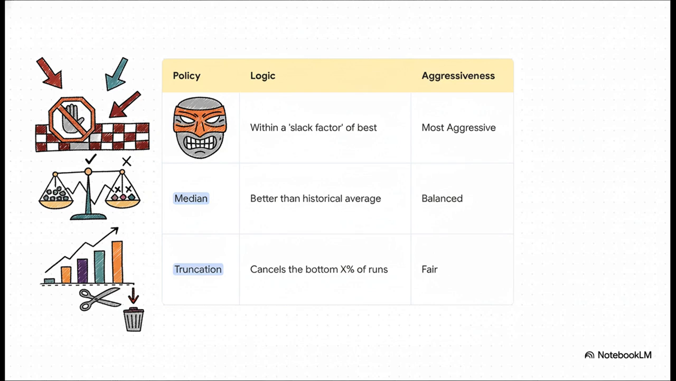Then there's median stopping. This is kind of your balanced, middle-of-the-road choice. It stops a run if its performance is worse than the median of all the runs up to that point. And finally, you have truncation selection, which is maybe the fairest of the bunch. It just periodically looks at all the runs and chops off the bottom percentage, say the worst performing 20%.